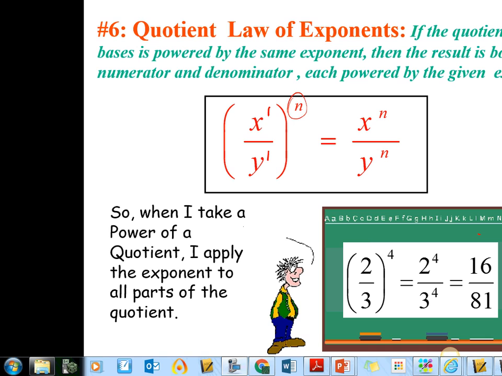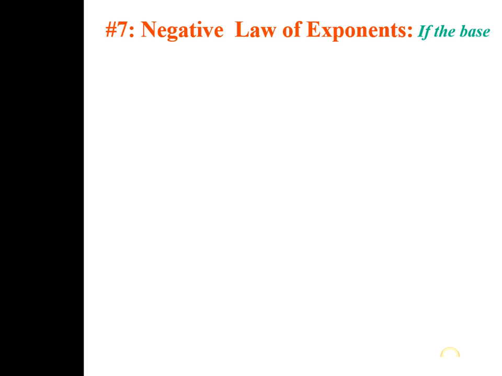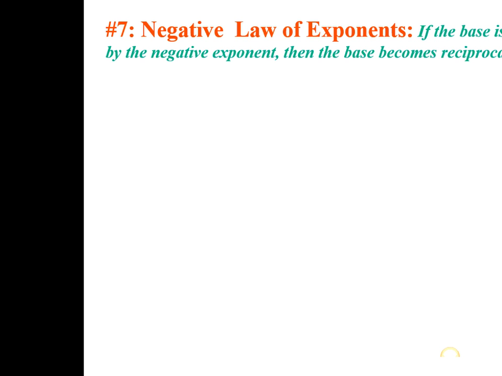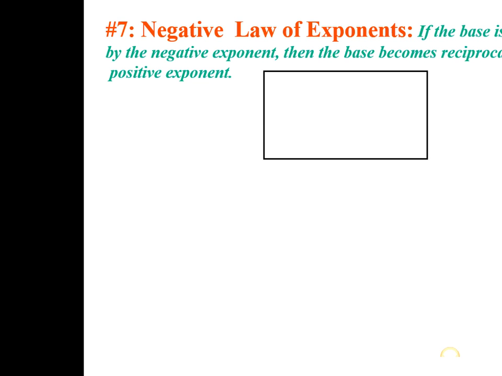All right, number 7. Law number 7 is the negative law of exponents. If the base is powered by a negative exponent, then the base becomes a reciprocal with a positive exponent. Basically what that says is we can't have negative exponents. So if we have a negative exponent, we take the base and move it from the numerator to the denominator and make the exponent positive.